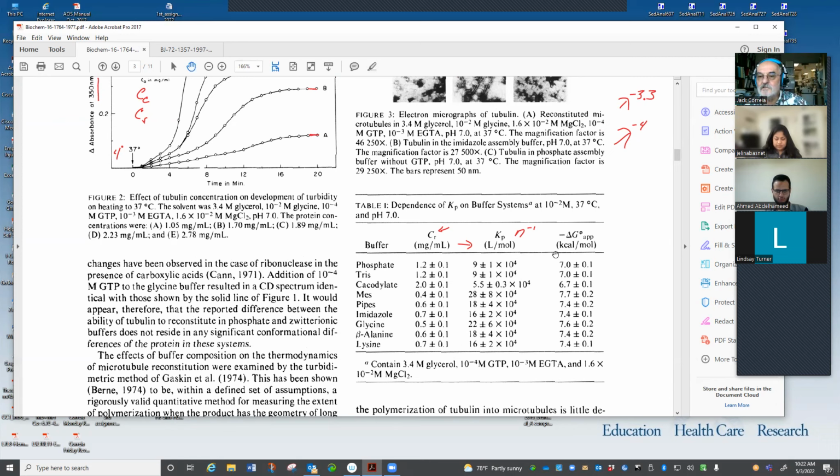And then you can see in a free energy scale, the numbers vary from 6.7 to 7.4 kilocalories per mole, minus, say, so they're spontaneous. All right, so this is the first sort of big result. And the result is that in the presence of glycerol with some amount of GTP, notice that's about 0.1 millimolar, in the presence of this EGTA, which I told you was involved in chelating calcium, which is inhibitory, and in the presence of 16 millimolar magnesium.